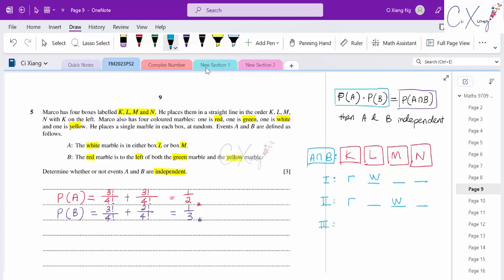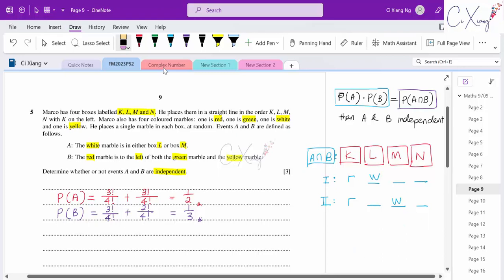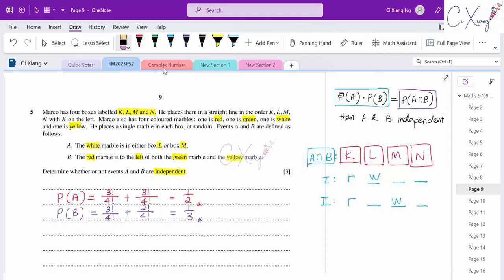The third case is I'm having my red color here, green and yellow in either one of these, and then my white color here. But if I fix my red color like this, okay, this does not belong to event A because event A is saying that the white color must be in either L or M. That means we are having only two cases to be considered in the event of A intersect with B. Okay, so how can I calculate the probability for this one? So we are going to arrange the marbles, right? Okay, so A intersect B.